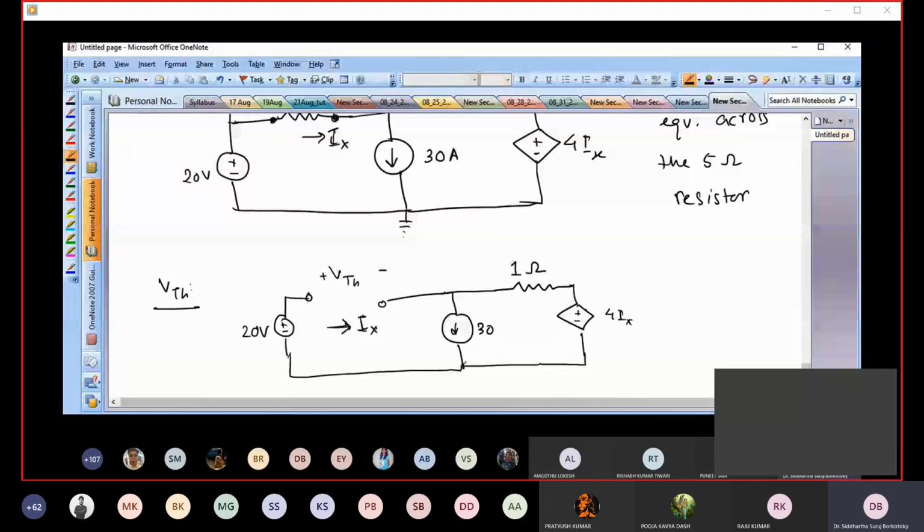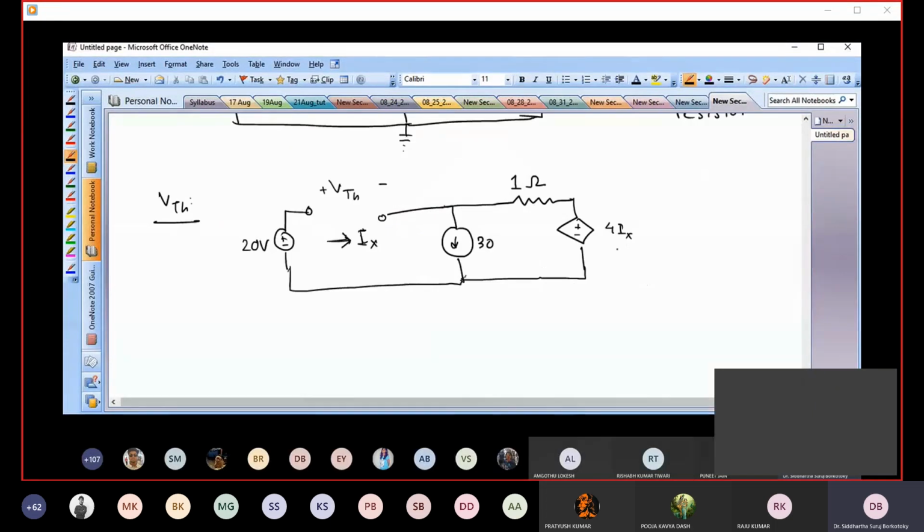So now the question is, what about this one? What is IX? IX is 0, right? Because we have open circuited this port, so no current can flow through this open circuited port. So because IX is 0, this term will also be 0. So this disappears. So this actually becomes a short circuit. So I can replace it with a short circuit.